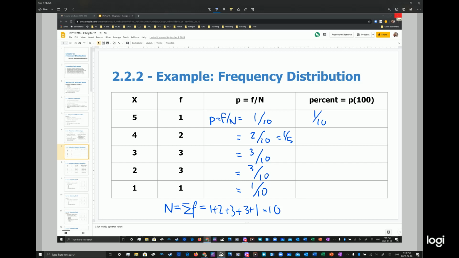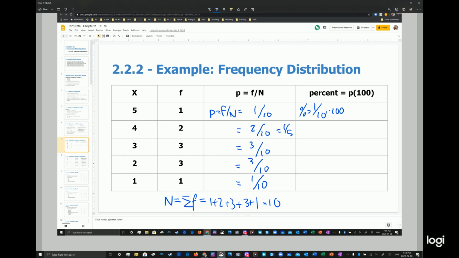So in terms of percentage, I multiply by 100. And we can do this. If you know your fractions, you can cancel out, of course. So this would be 10%. I'm going to skip a little bit of the math. 20%, 30%, 30%, and 10%. Now, you might start to notice something.